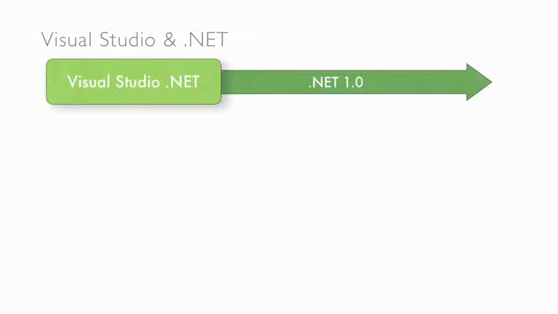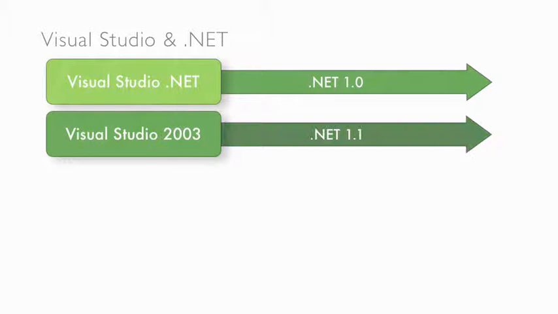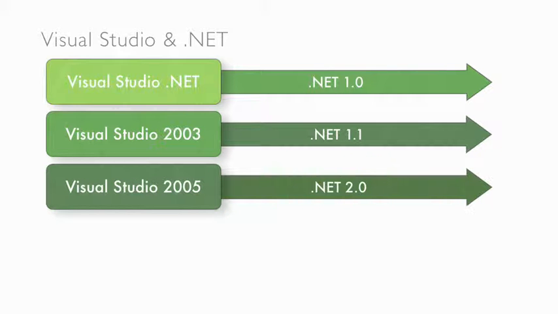In the past, Visual Studio was designed specifically to work with one particular version of the .NET Framework. So with Visual Studio .NET, the first release, that worked with the .NET Framework 1.0. In order to work with the .NET Framework 1.1, you would use Visual Studio 2003. For people working with the .NET Framework 2.0, you would opt to use Visual Studio 2005.